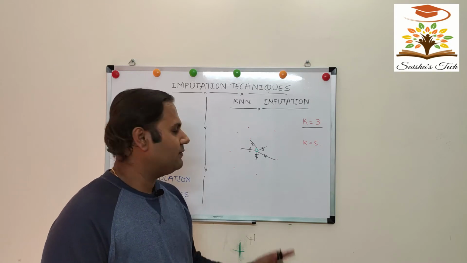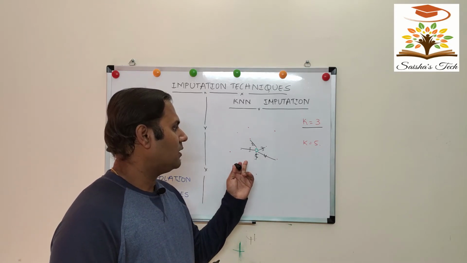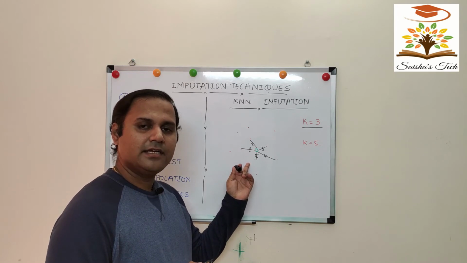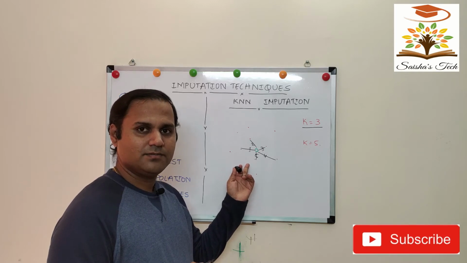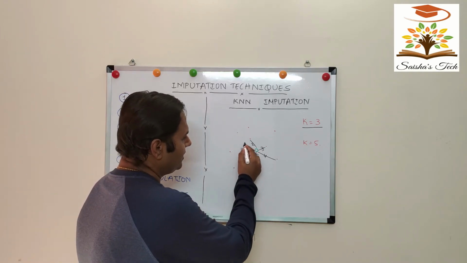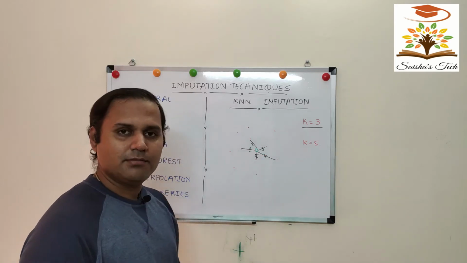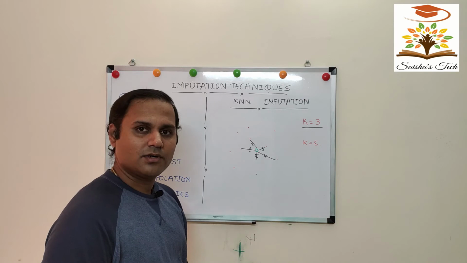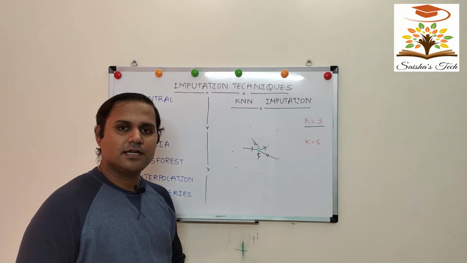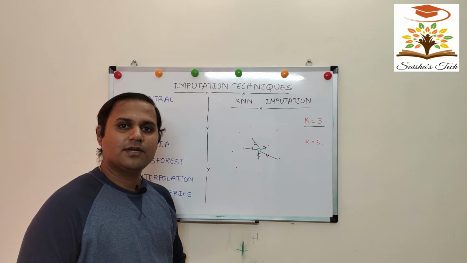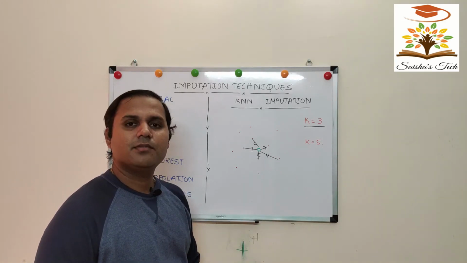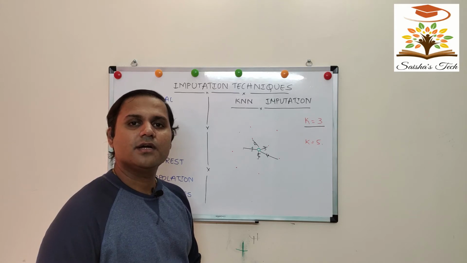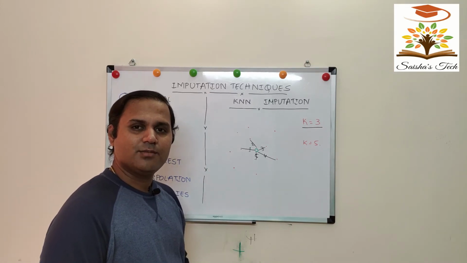If K is equal to 5, we will calculate the distance of all the values with missing value and consider the nearest 5 values to impute the missing value. Here, as you can see, these are the 5 nearest neighbors to impute the green dot. In future videos, we will understand how to calculate the distance between the categorical attributes and numerical attributes in K-NN algorithm, and also find the optimal number of K, that is minimum number of nearest neighbors required for imputing a value. This is how the K-NN imputation works.